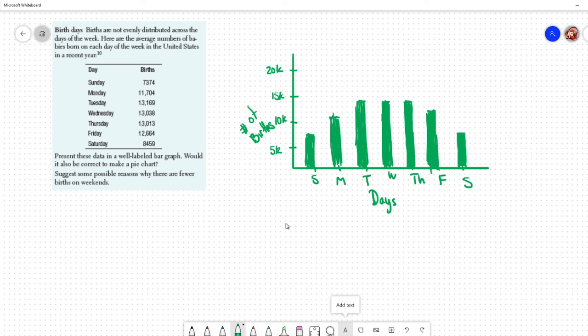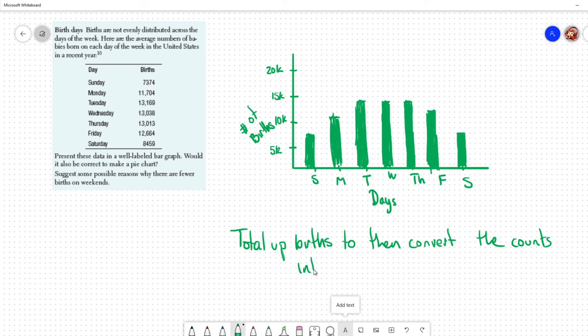But that would mean we would have to turn these into percentages. So I would have to figure out the total amount of births for the entire year, which I could easily do. I can put this into my calculator. So I would total up the births to then convert the counts into percentages. And then we can construct our pie chart. So we could do that. It's not asking us to do it.